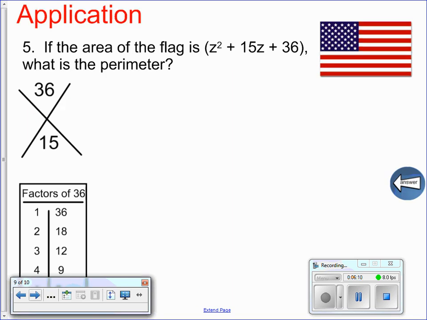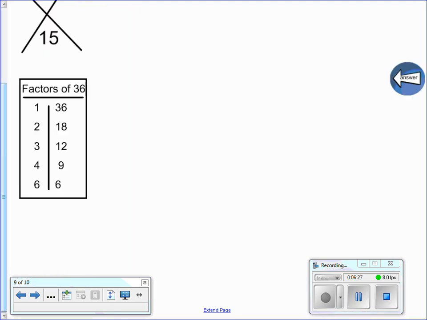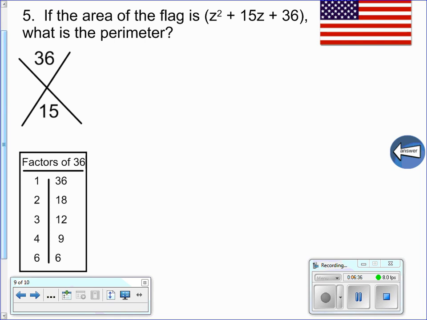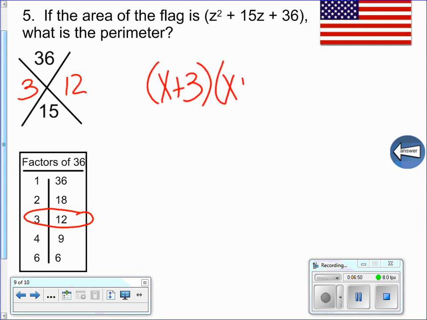All right, the area of the flag is z squared plus 15z plus 36. What is the perimeter? First I need to find the factors that multiply to equal that. So I found the factors of 36: 1 and 36, 2 and 18, 3 and 12, 4 and 9, and 6 and 6. I'm looking for two factors that multiply together to equal 36 and add together to equal 15. It looks like 3 and 12 add together to equal 15. So it's z plus 3 times z plus 12.